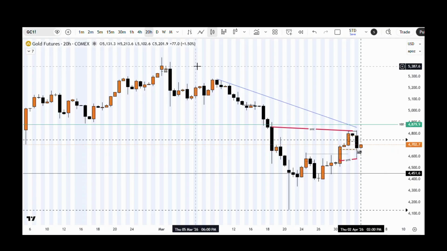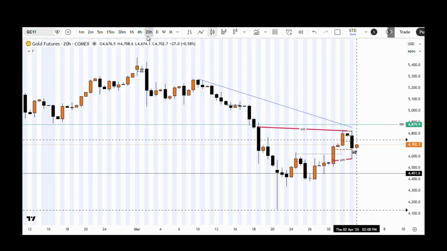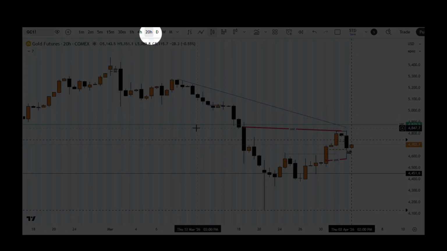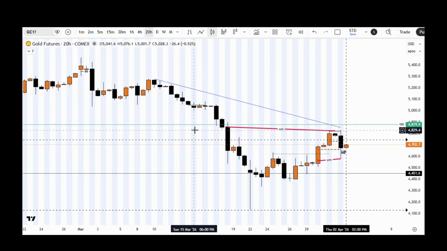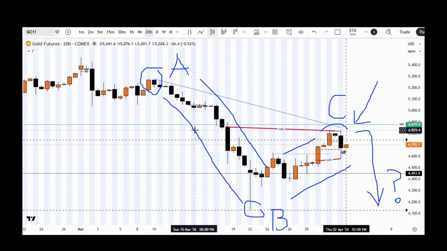So right now we are looking at gold. We are on the 20-hour time frame. I like to explain this using the higher time frames. In my previous video, I talked about how we have a large two-step forming. So we have this point A, this point B, and now this is point C.